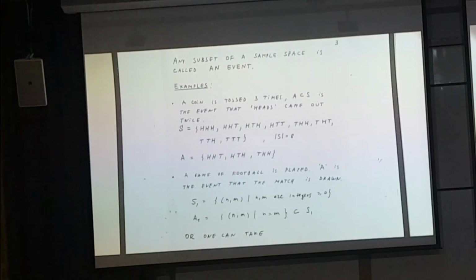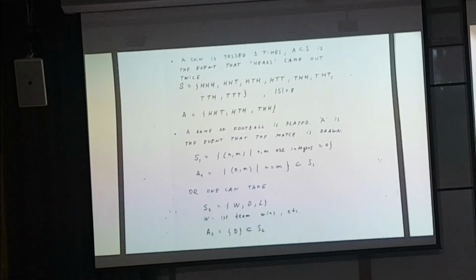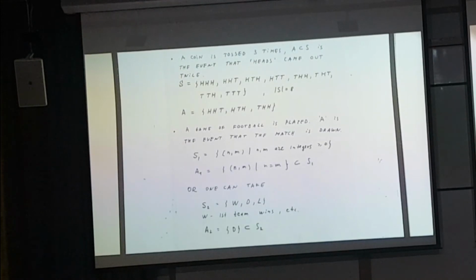One can also take here a simpler description with a different sample space called S2 here, where we don't record the number of times which were scored, but just say W for the first team winning, L for the first team losing, and D for the draw. Then the same event in this description corresponds to just one point, D, which is a subset of the sample space.